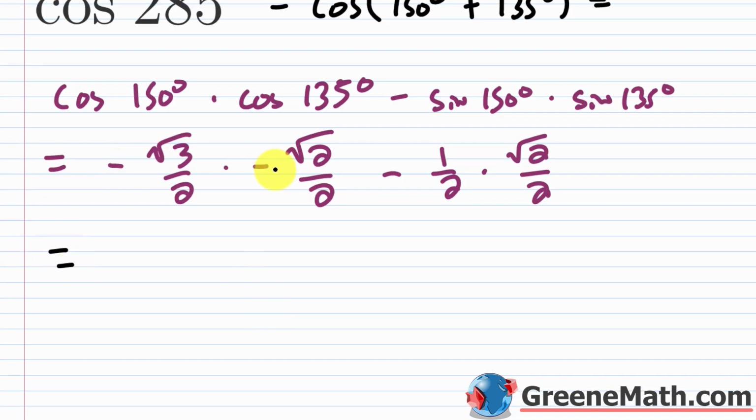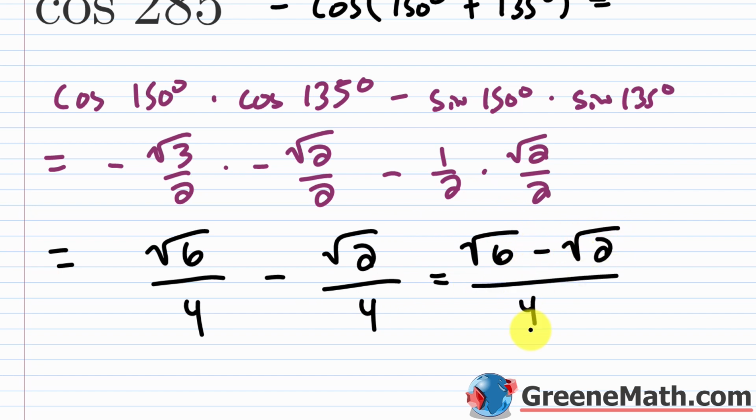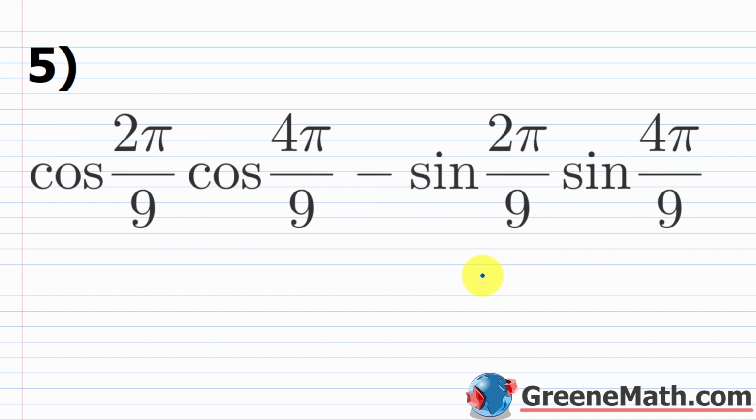So this is negative times negative, which is positive. Square root of 3 times square root of 2 is square root of 6 over 2 times 2, which is 4. And then minus 1 times square root of 2 is just the square root of 2 over 2 times 2, which is 4. So this would be the square root of 6 minus the square root of 2 over the common denominator of 4. All right, let's take a look at problem number 5 now.